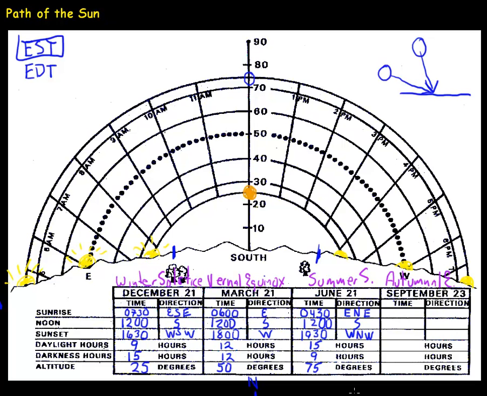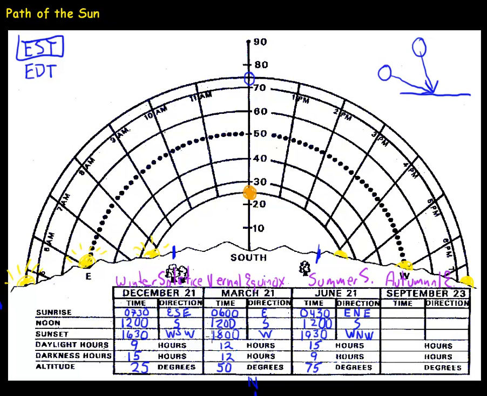Why is it so warm in the summer? Well, we get a lot more of that direct radiation, and we also get 15 hours for that warm-up period, and only 9 hours for it to cool down, so it should get warmer, warmer, and warmer. Just like over here, it's going to get colder, colder, and colder.